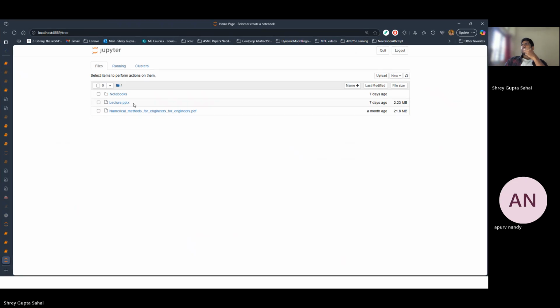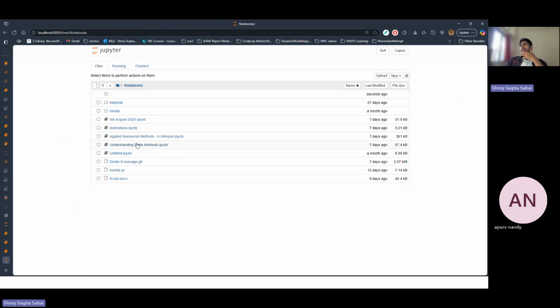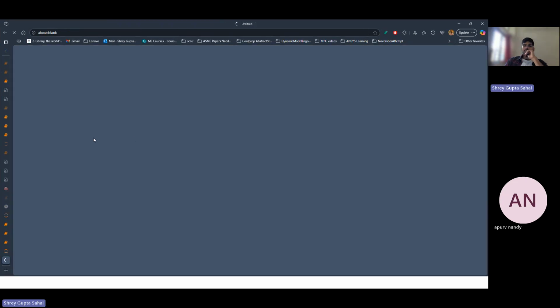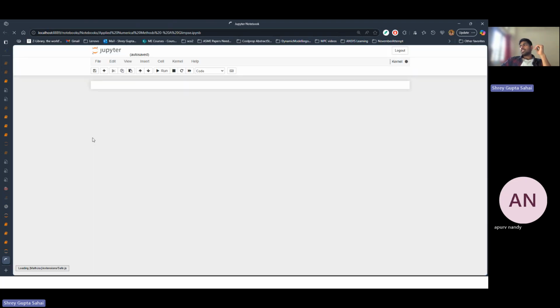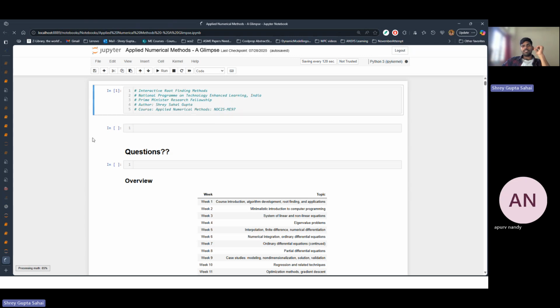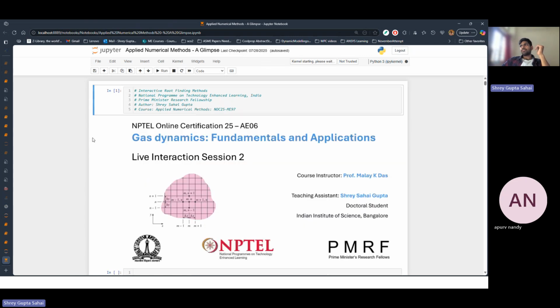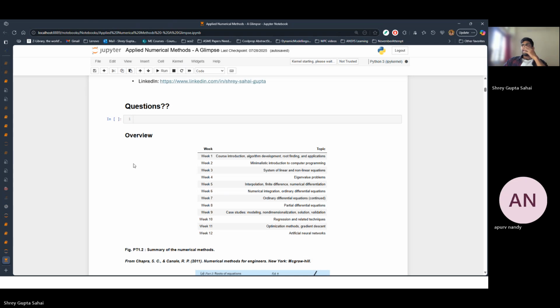Right. So the first lecture was a little bit of a glimpse into applied numerical methods. Something that we saw very early on in our interaction series was that people were more or less interested in finite approximation methods, and that comes under the category of solving differential equations, be it ordinary differential equations or partial differential equations.